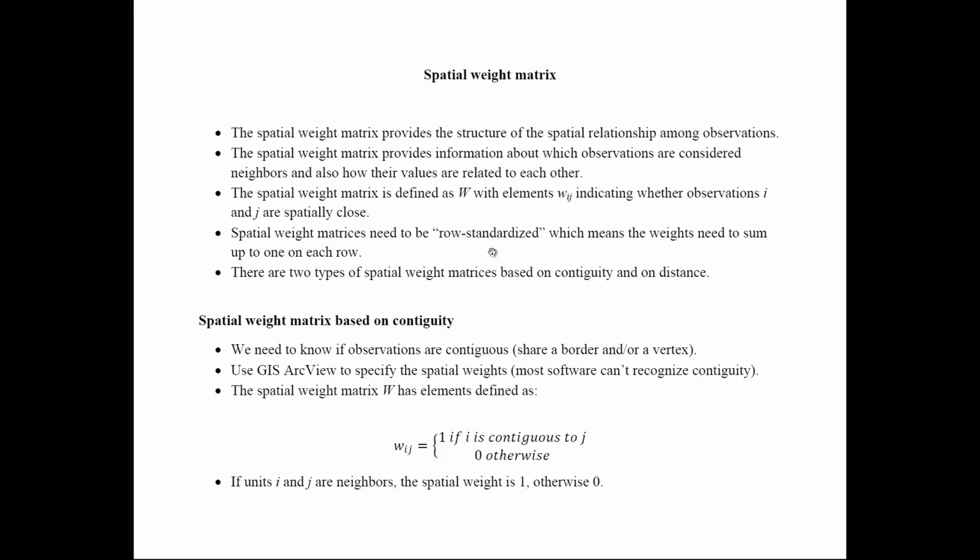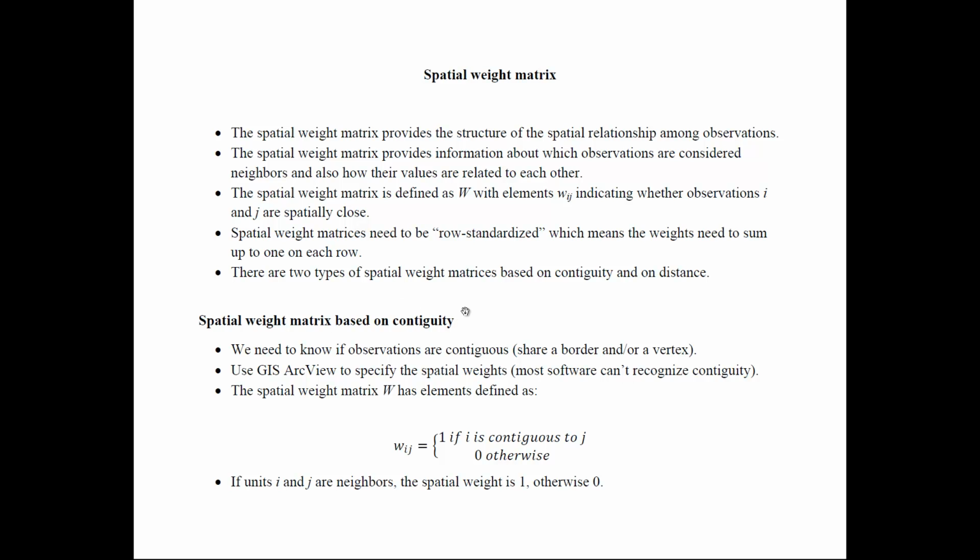Another thing that we will talk about is that spatial weight matrices would need to be row standardized, which means that the weights would need to sum up to 1 on each row. We will see this later on why. And we will consider two types of spatial weight matrices based on contiguity and distance. So let's start with the first one, based on contiguity.